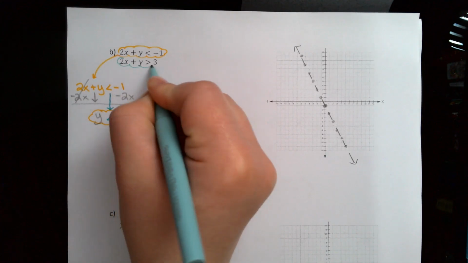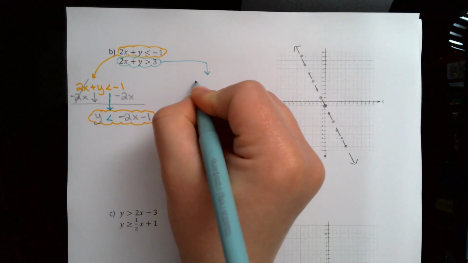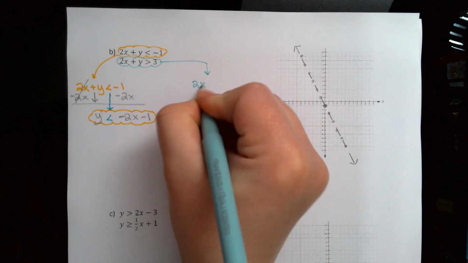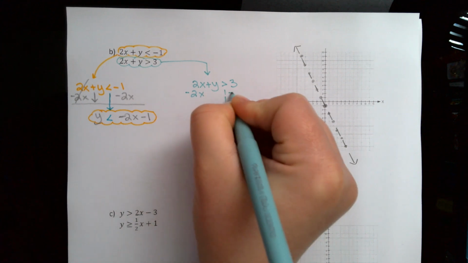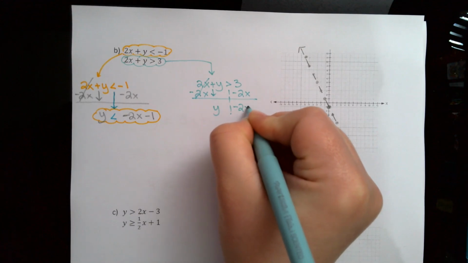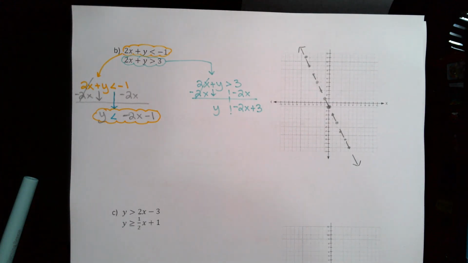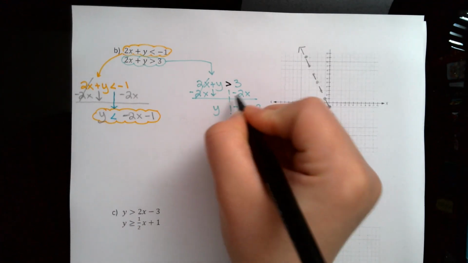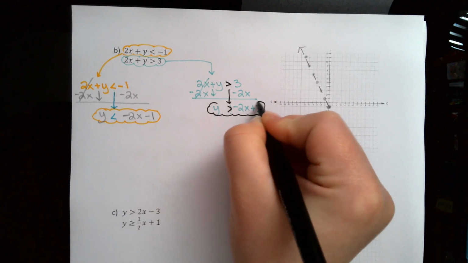inequality. We have to do the same thing here, and make it into slope-intercept form. So 2x plus y is greater than 3. We are again subtracting 2x here, bringing down the y: y is greater than negative 2x plus 3. And again, we ask ourselves, did we multiply by a negative number? If we did, we have to flip the inequality. Here, we did not multiply or divide by anything, so we keep our inequality sign, and this is what we're going to graph.